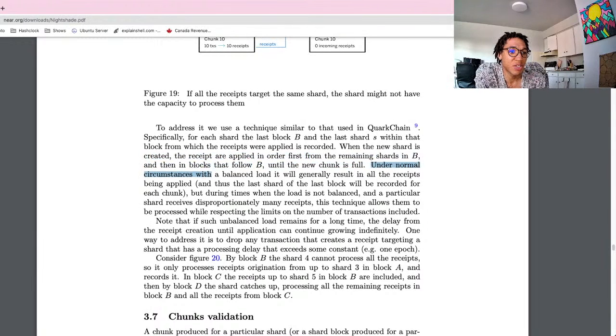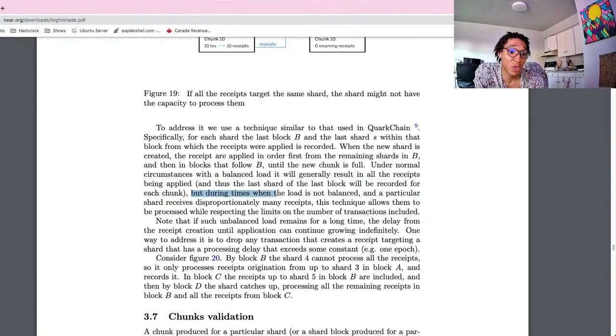Under normal circumstances with a balanced load, it will gradually result in all the receipts being applied, and thus the last shard of the last block will be recorded for each chunk. This is kind of how I would say the mempool works now in Ethereum. You send all these transactions out with a certain amount of gas fee, and the miners just pick them up later. If the block space is full on Ethereum, your transaction will go through the next time. So same theory: if the block space is full for this shard and you can't get your transaction in, it'll go through the next time.